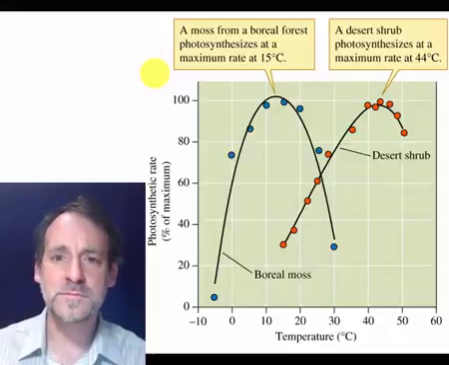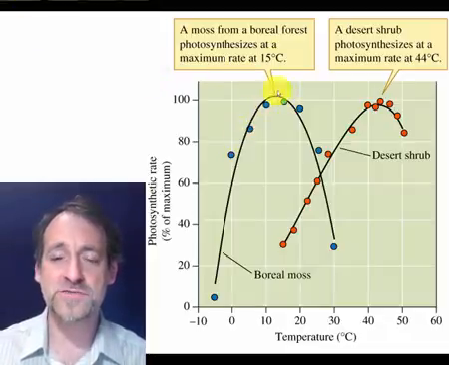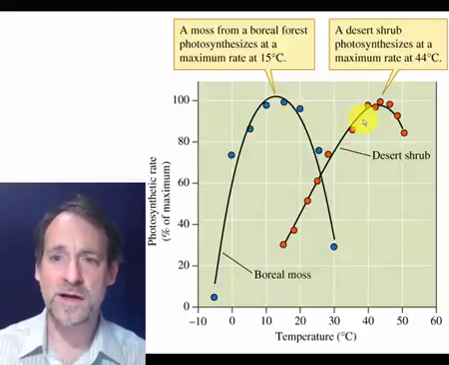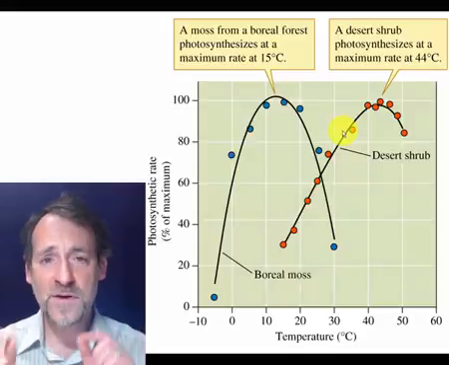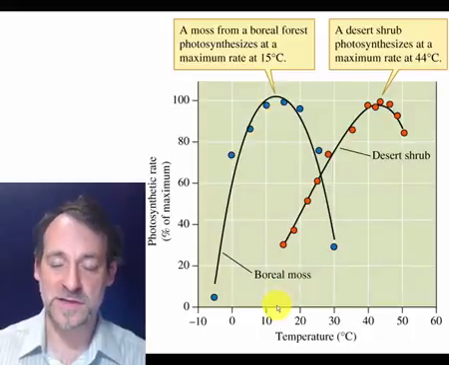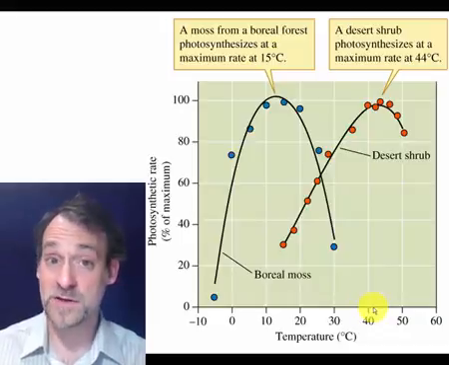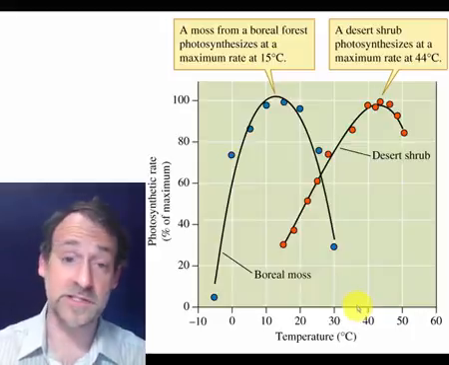In general, most organisms have a range of temperatures where their function is optimal, and it can be fine-tuned to a different environment. So for example, here's a moss that photosynthesizes best at a rather cold temperature. A desert shrub, on the other hand, might photosynthesize best at a temperature that's well above our body temperature. Our body temperature is down here at 37 degrees.